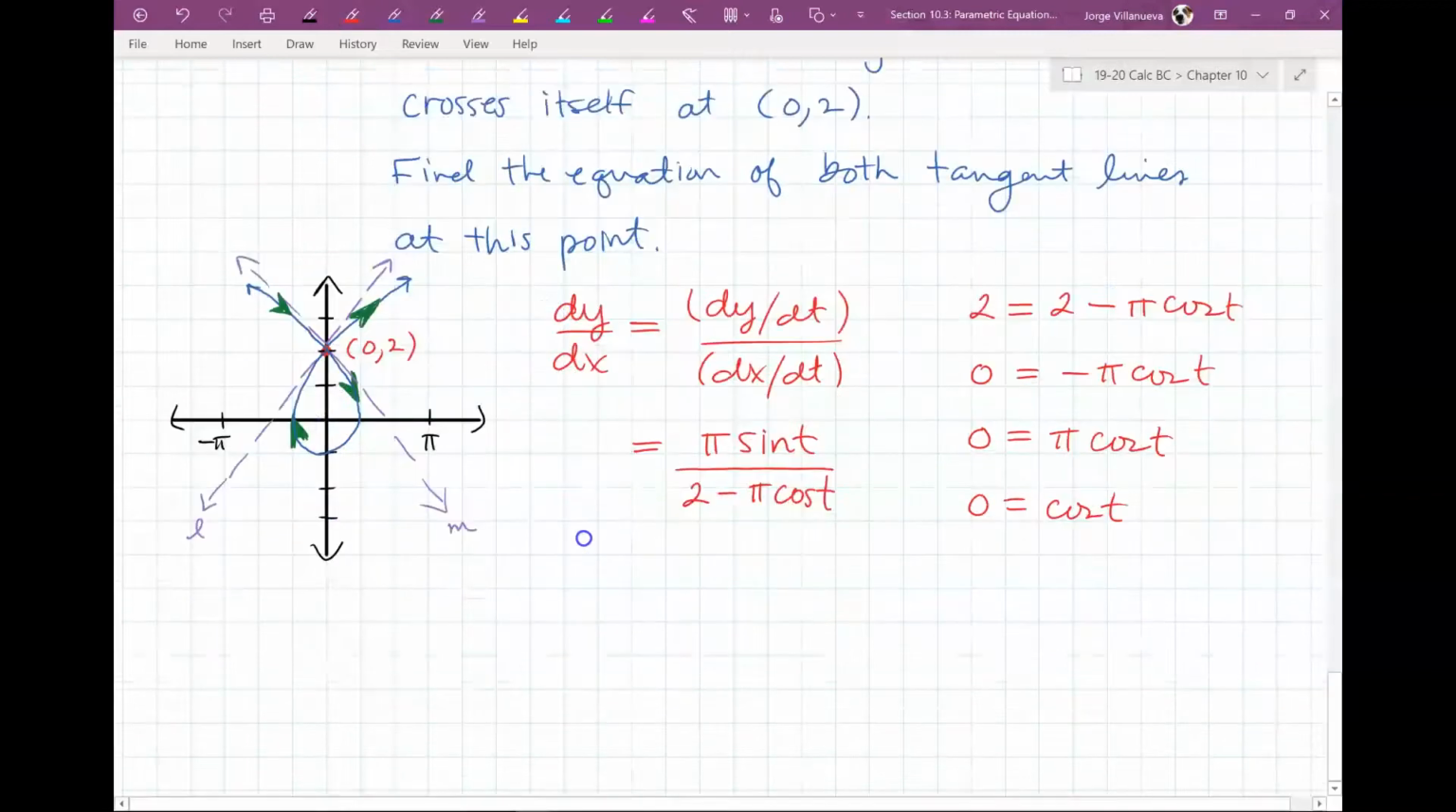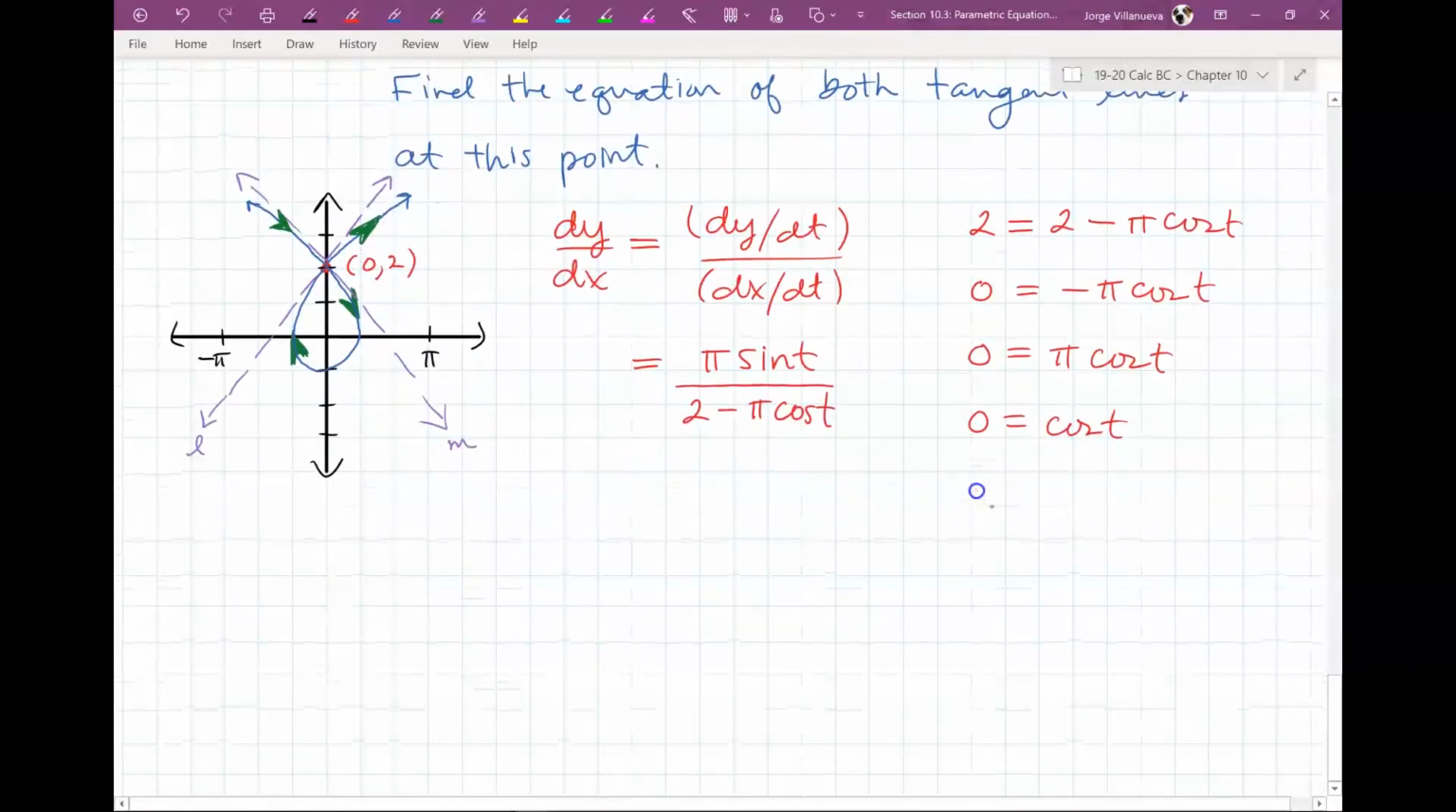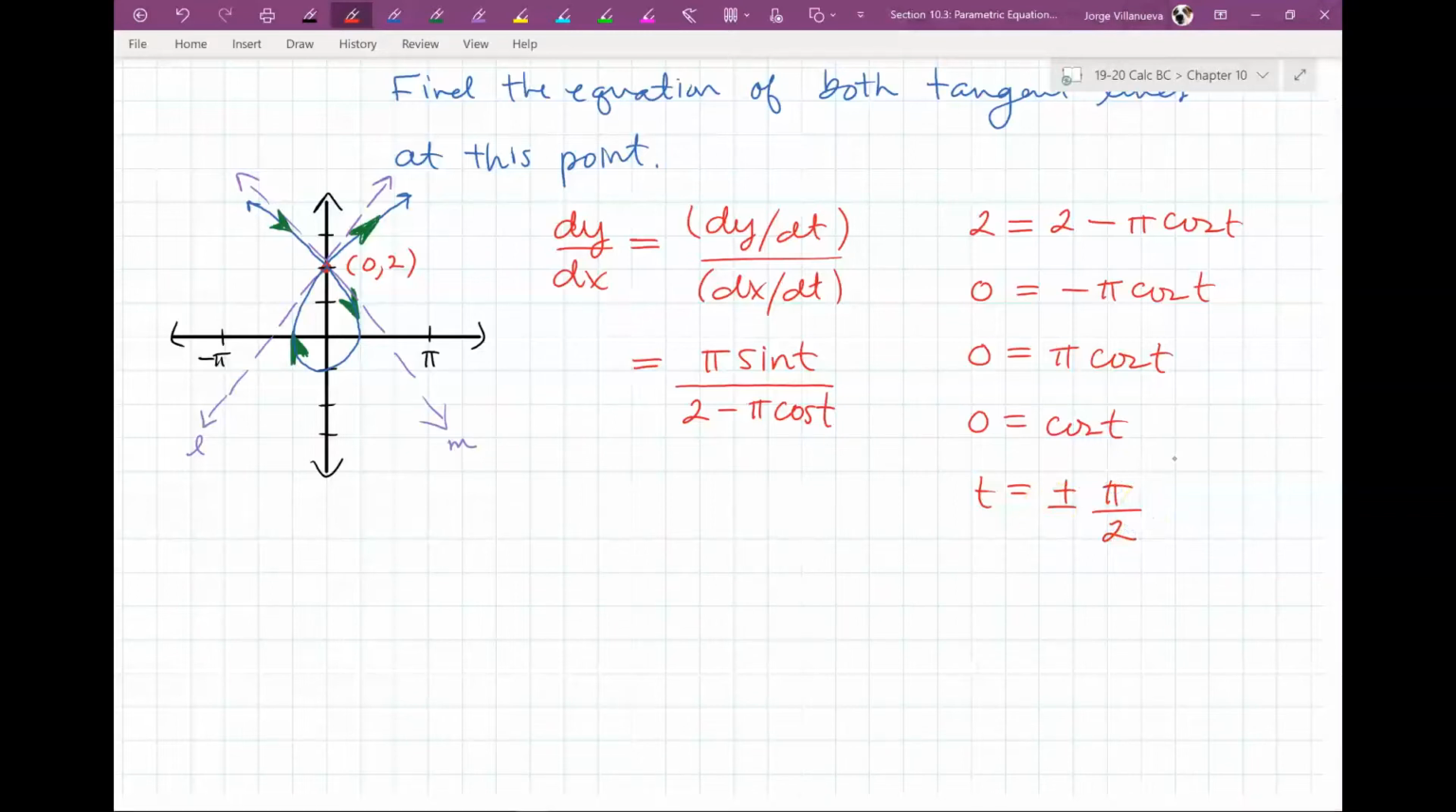It's going to happen twice. It's at pi over 2 and 3 pi over 2, right? I'm going to just write it like this, because that is 3 pi over 2, right? Plus or minus, so one goes up, one goes down. So plus or minus pi over 2. So all I'm going to do is figure out the answers at pi over 2 and negative pi over 2. Okay? So dy/dx when t equals pi over 2.